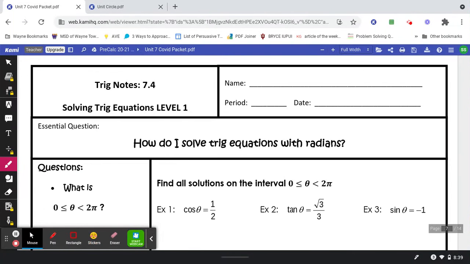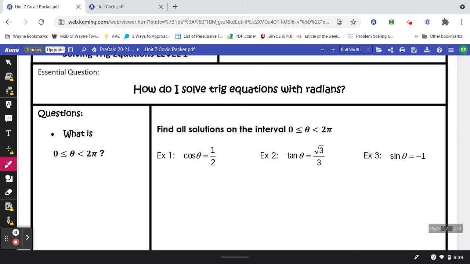All right, these are the 7.4 notes for trig. We're going to be doing solving trig equations. This is very similar to what we did in our 7.1 notes when we were looking for answers around the unit circle. So for this stuff, we're going to be working in radians.